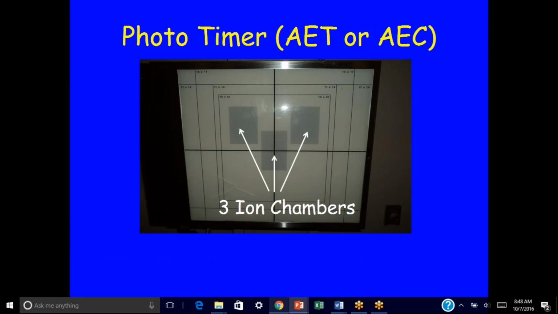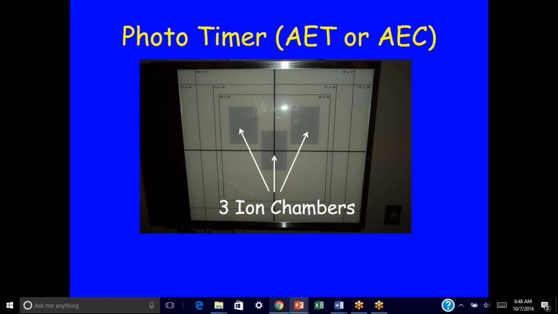We've been talking about time. I want to introduce the idea of a photo timer. A photo timer, sometimes also called AET or AEC, automatic exposure termination time, or automatic exposure control, is a device that will allow the machine to make its own decision as to when to stop the exposure time.